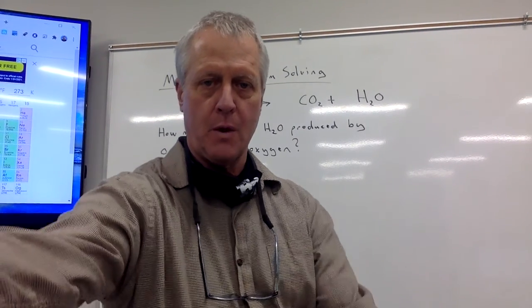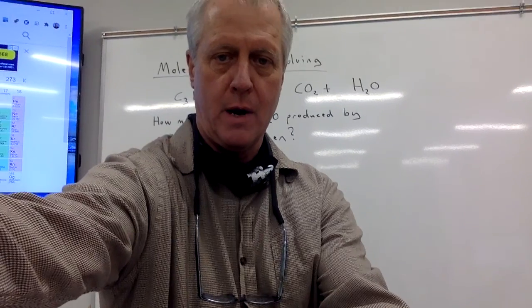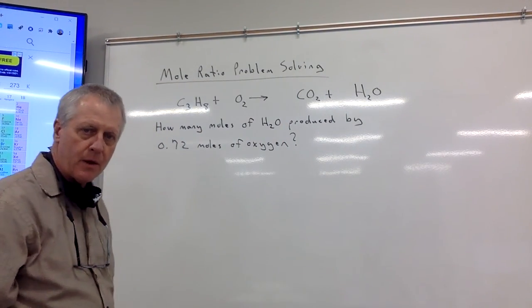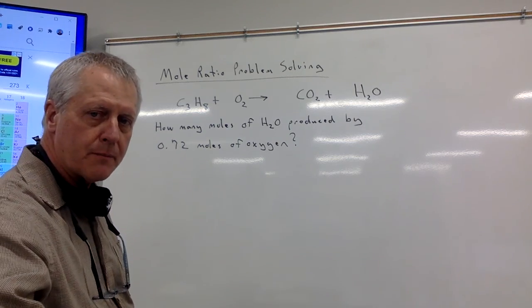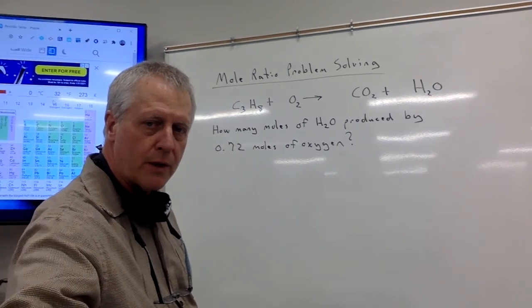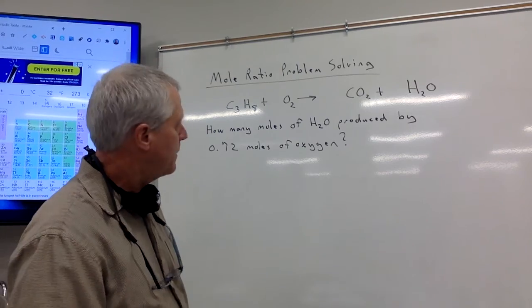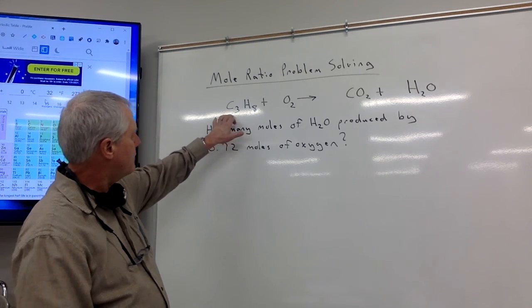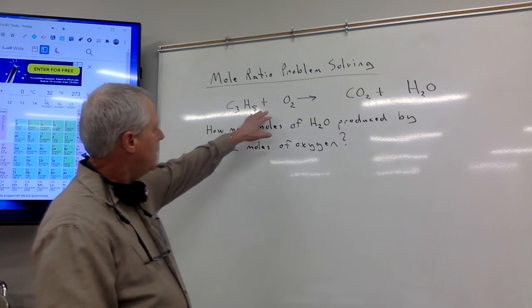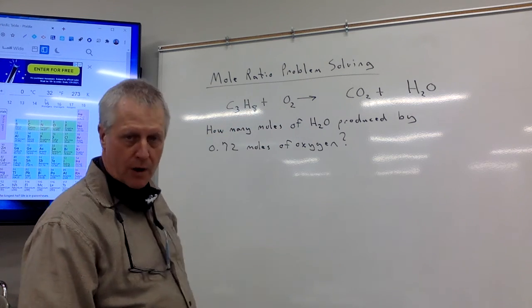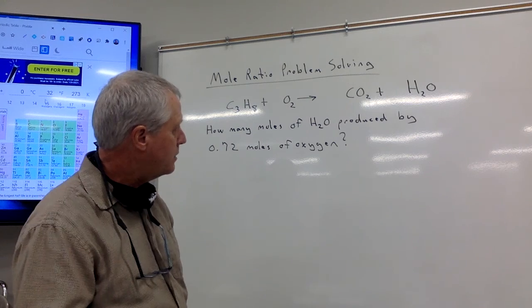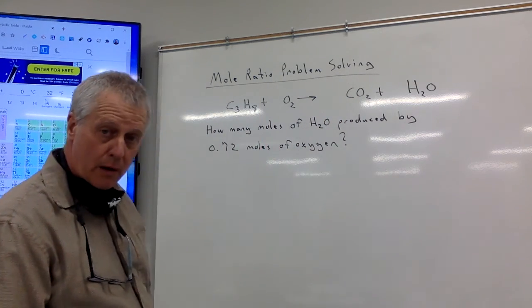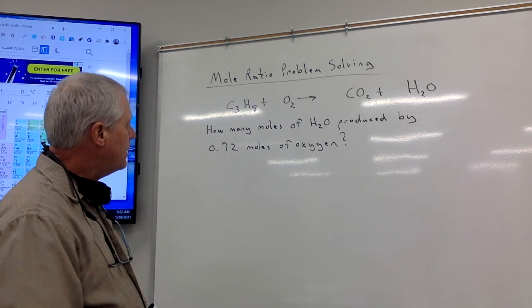So we'll get things set up here and try this on the board. What we have up on the board is a combustion reaction. We have C3H8 reacting with oxygen, and it's going to produce the products carbon dioxide and water. Now, that is not a balanced equation, so we'll need to balance that.